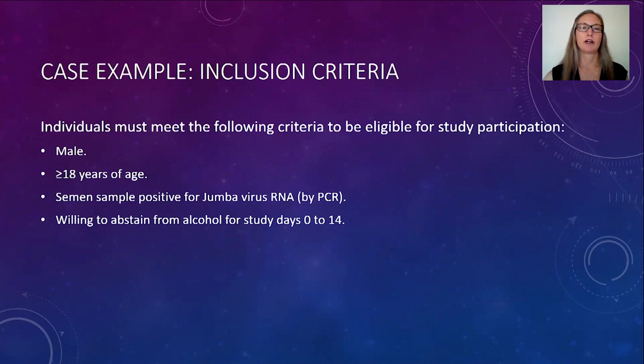shown here. To be eligible for participation in this study, an individual must be male, 18 years of age or older, must have a semen sample that is positive for jumbovirus RNA by PCR, and must be willing to abstain from alcohol for study days 0 to 14. As each person is screened for this study, these criteria will be reviewed one by one.